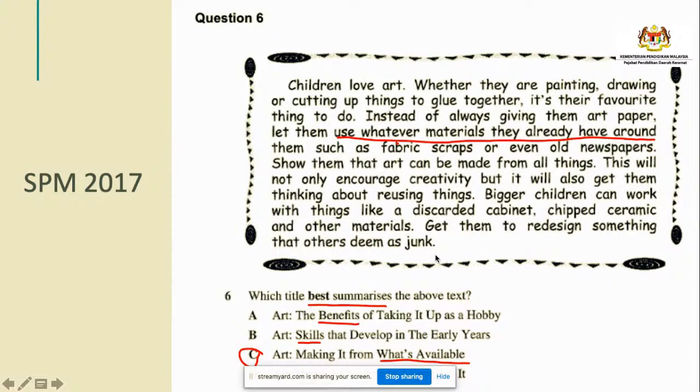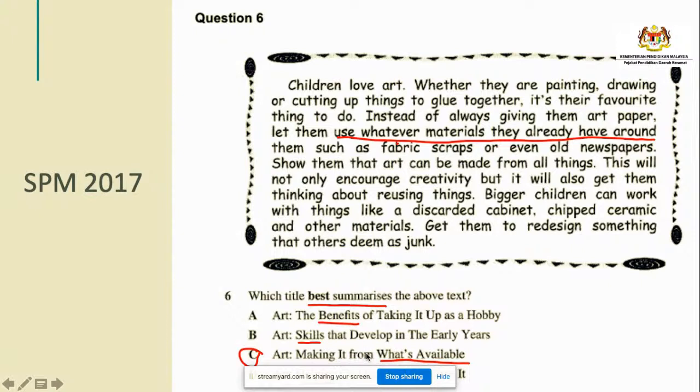So, bila kita baca ni, okay, what is the best title to describe this? Adakah dia bercakap tentang benefits of taking it as a hobby? Tak ada kan? Lepas tu skills, adakah bercakap pasal kemahiran? So, yang paling tepat adalah making it from what's available.